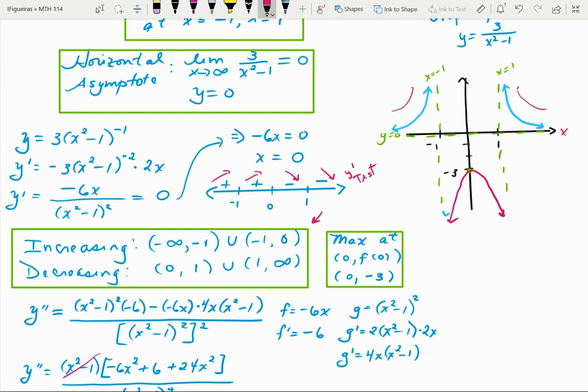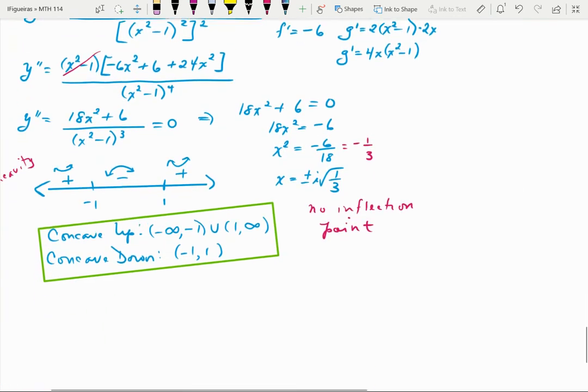Okay, so if it's facing upward, that's considered to be concave up. And it's concave down in between. In between -1 and 1, it is concave down. So that's the portion that you see here below that looks like an upside down parabola. So everything matches up with what we found, and that is again a pretty accurate sketch of the curve.